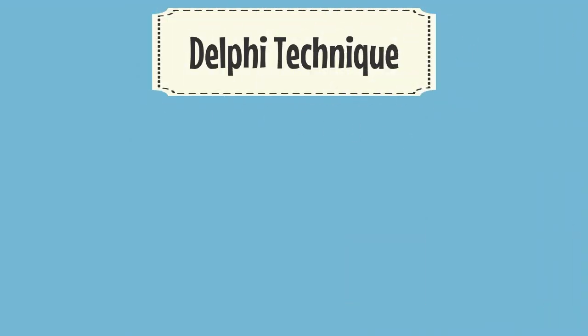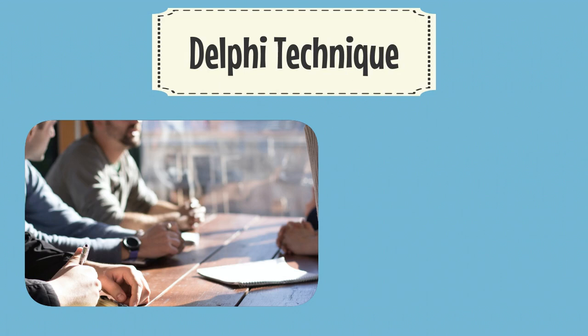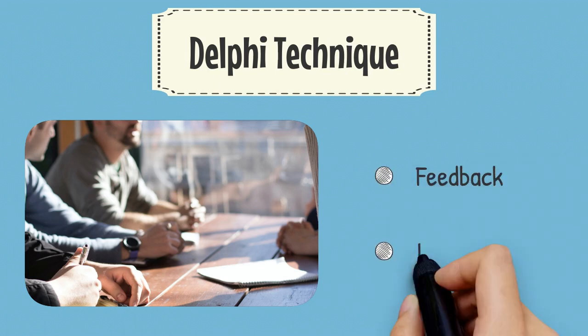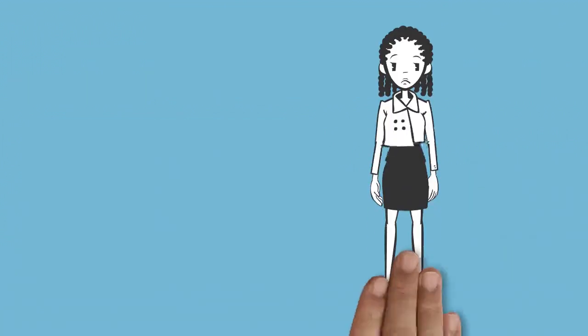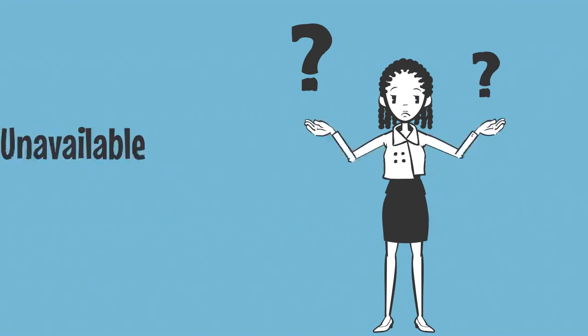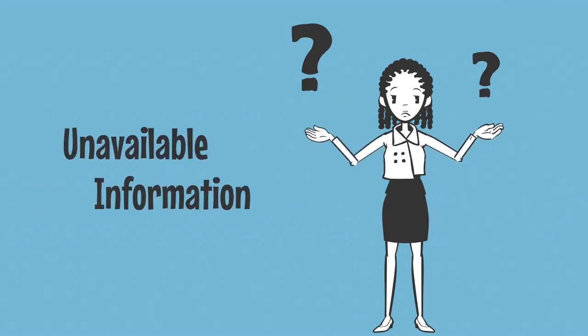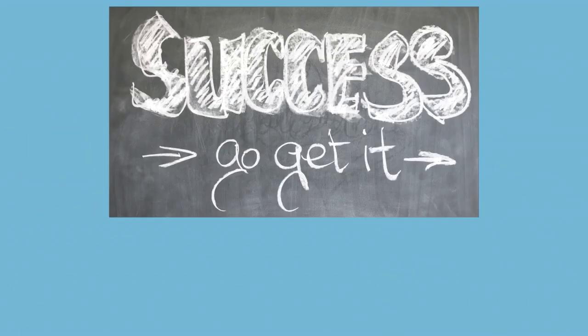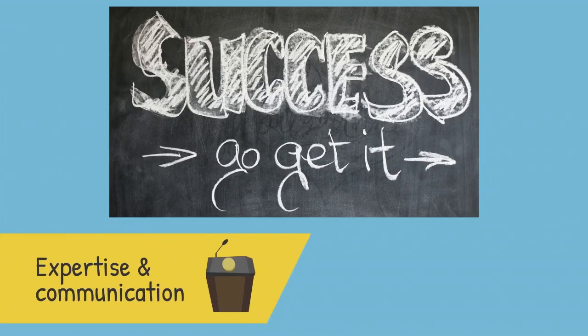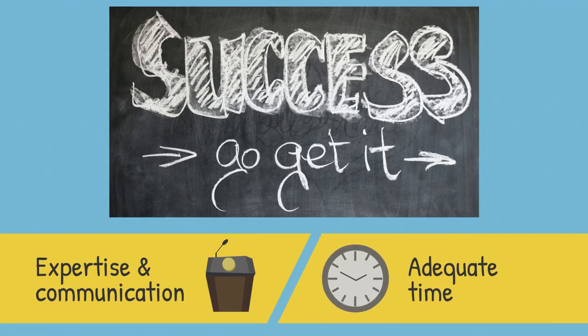The Delphi technique is a means of reaching a group consensus through multiple rounds of anonymous feedback or iterations. The Delphi process is useful when information about a specific problem is not available. The success of this process depends upon the members' expertise and communication skills. Also, each response requires adequate time for reflection and analysis.